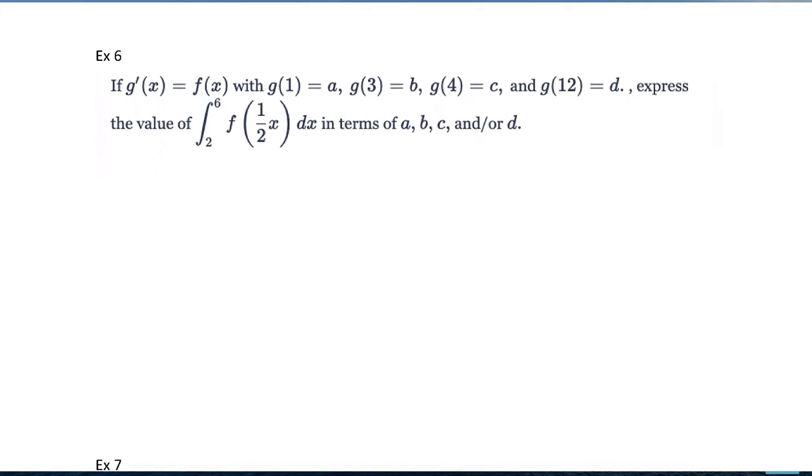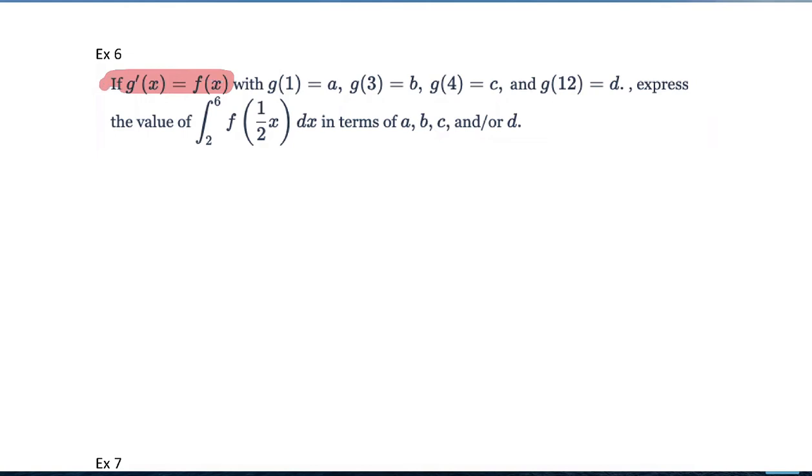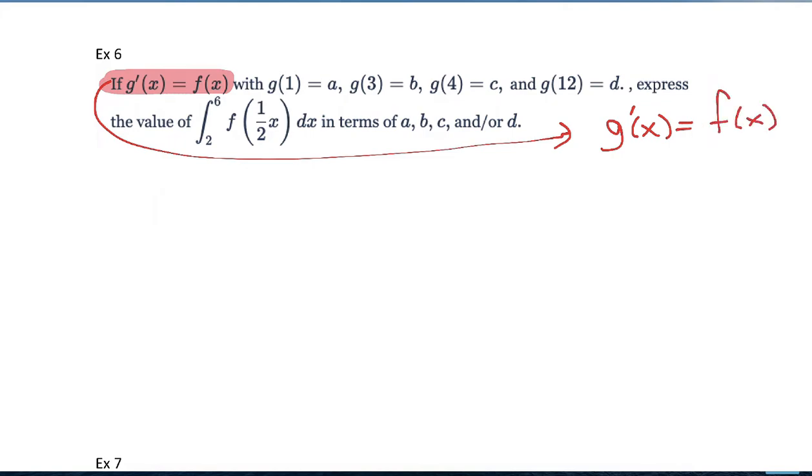So let's take a look at this one. Notice on this one, the first thing you read is this right here. Well, using the work that we did last week, what that means is if g prime of x equals f of x, then the integral of g prime of x is just g of x, which must equal the integral of f of x. And think about the chart that we did last week. From the work that we did last week, what I just did should make sense to you.